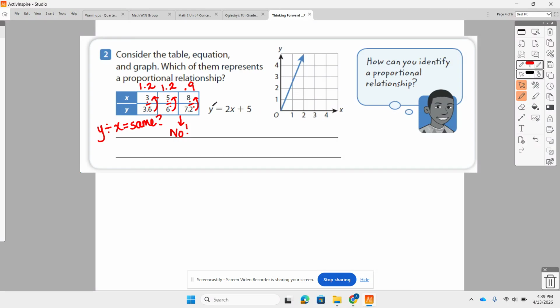Okay, this equation's a little bit tricky because we didn't quite talk about many equations like this. But remember, any of our equations we worked on was only y equals the unit rate times x. There was no extra plus 5 with that, nothing after it. In fact, this is getting you into 8th grade equations that do not go through 0, 0. So this is also a no.